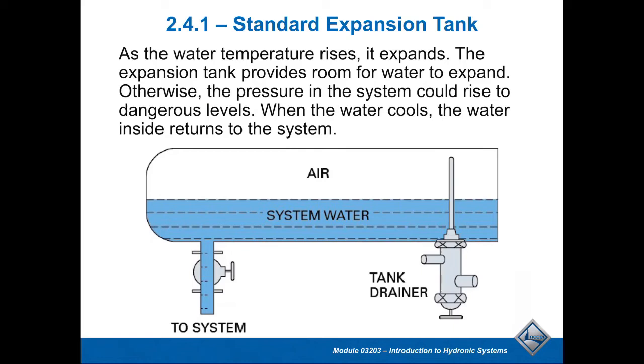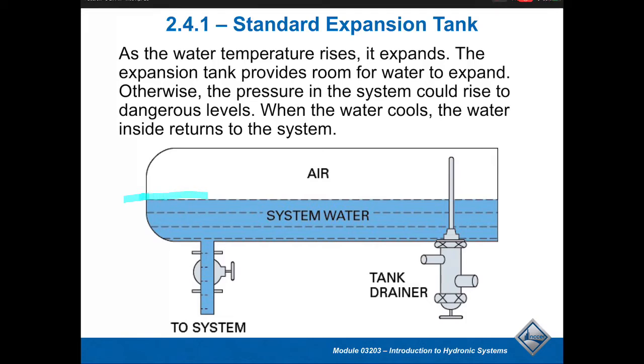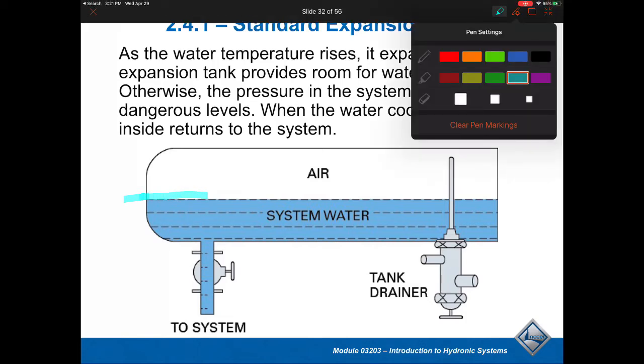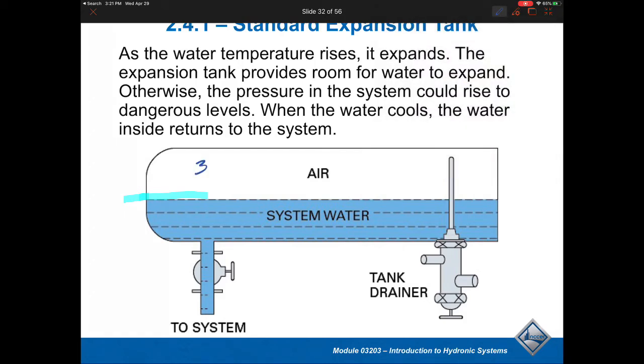So the first one that we're going to deal with is the standard expansion tank. And one of the reasons, in more of a conventional expansion tank system, what we're going to typically have is when we're operating and normally running, we typically want to have roughly anywhere from about, what I would say, is about 35.